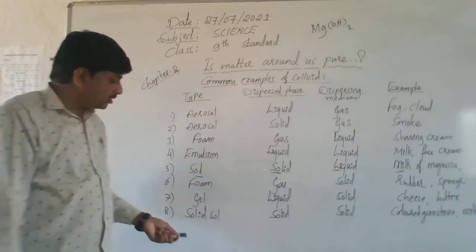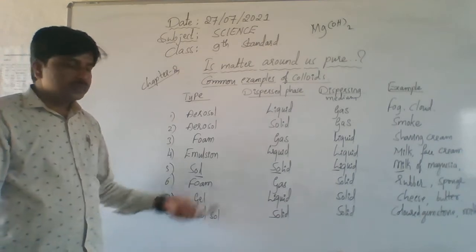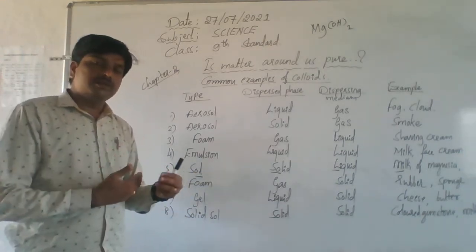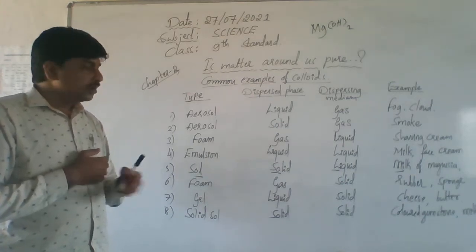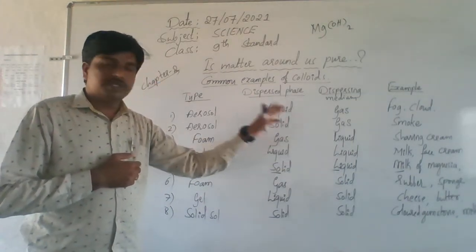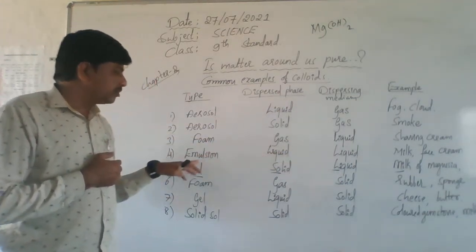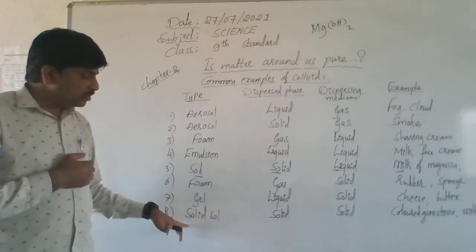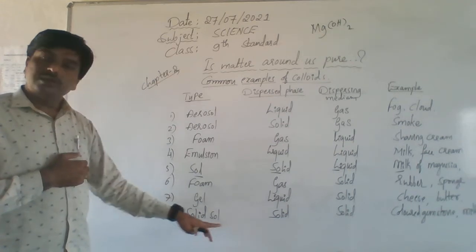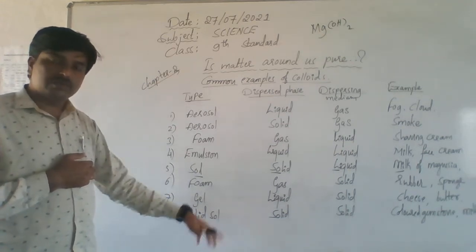Okay, then next comes solid sol. Solid sol means both the dispersed phase and the medium should be solid. Understand? If both the dispersed phase and medium are liquid, that is called emulsion. If both the dispersed phase and dispersing medium are solid, it is said to be solid sol.